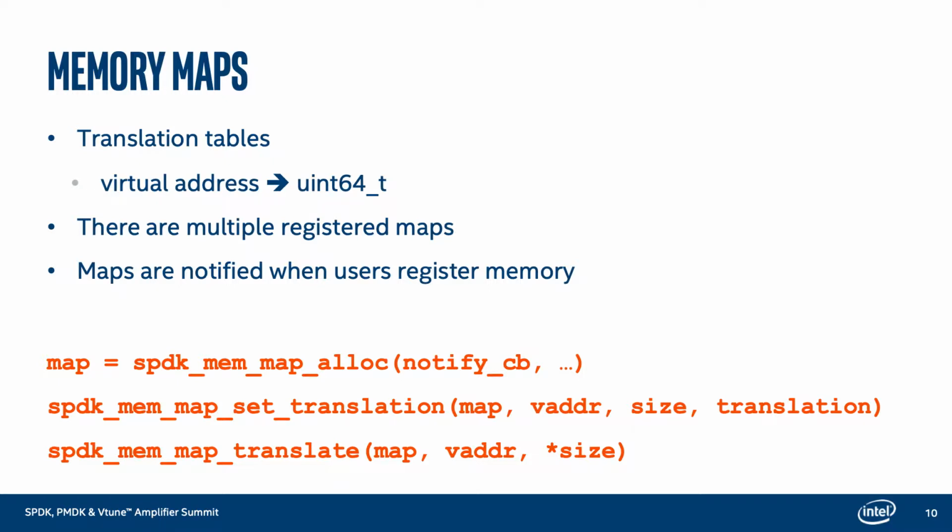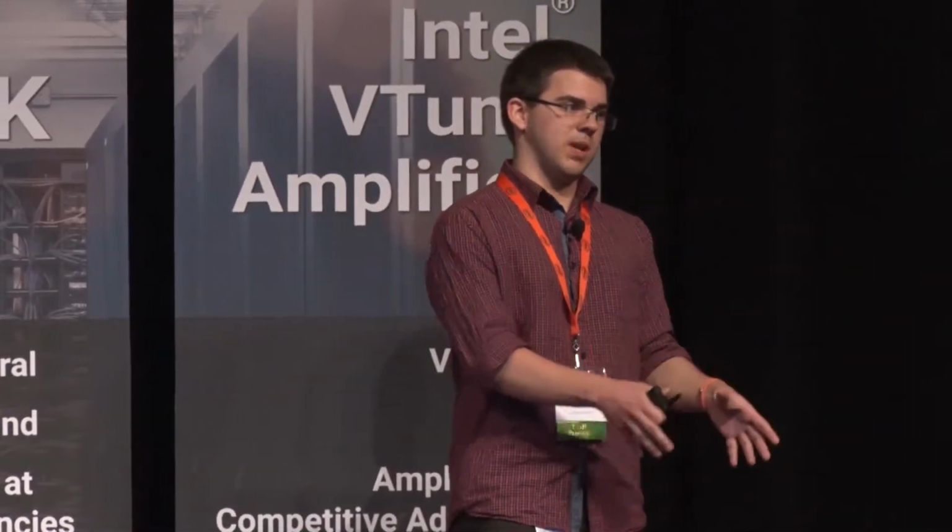Okay, and now from the other side of spdk_mem_register, we've got memory maps, basically translation tables from virtual address to any 64-bit arbitrary data. So there are multiple registered maps in SPDK. Yeah, they get notified whenever spdk_mem_register is called. When you create a memory map, you provide it with a notification callback that gets called whenever memory is registered. And from there, you can do anything to make that memory DMAable on your specific transport.